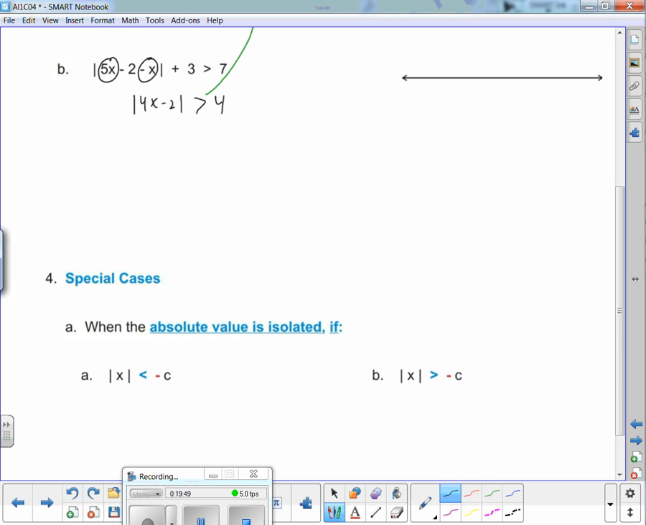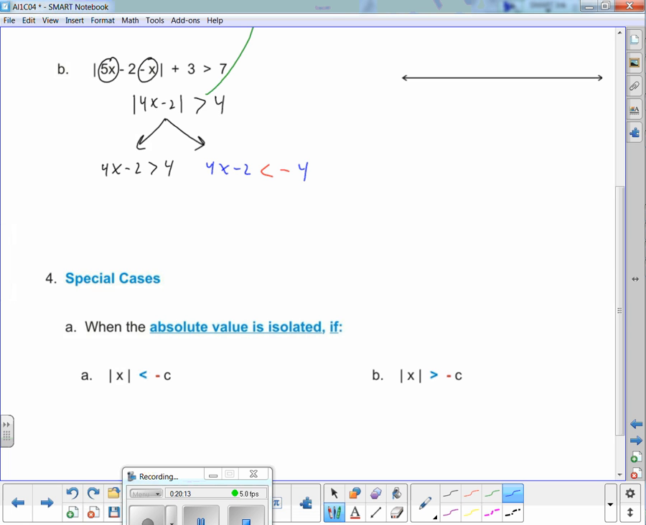Okay, two equations. First one, get rid of the absolute value. Second, get rid of the absolute value. I'm going to use my red now. Reverse the symbol. Put a negative in front. You end up on the right with 4x minus 2 less than negative 4.